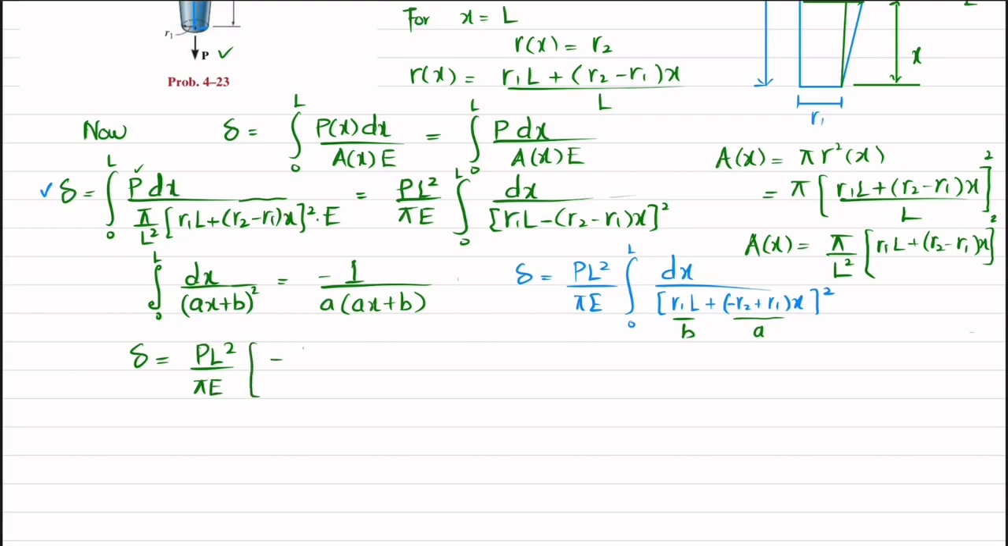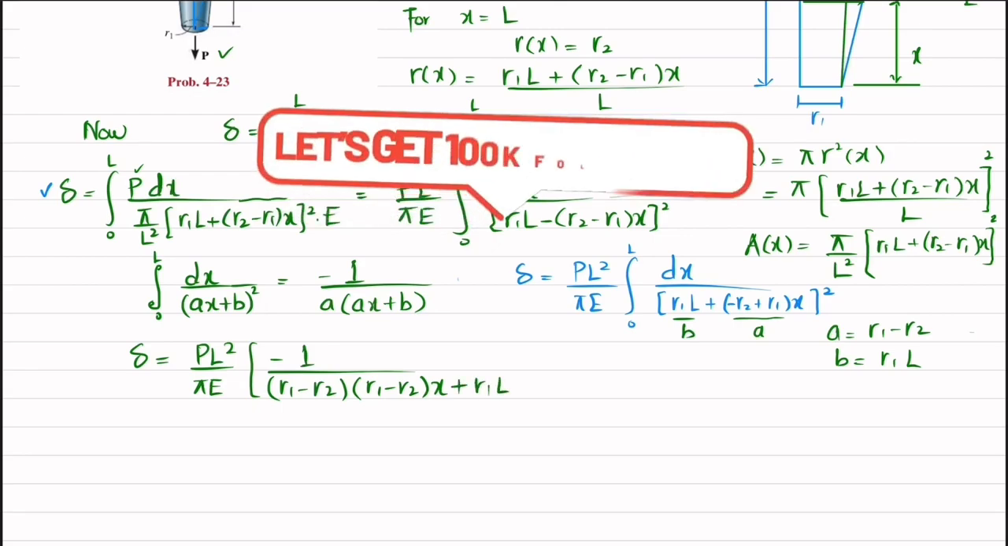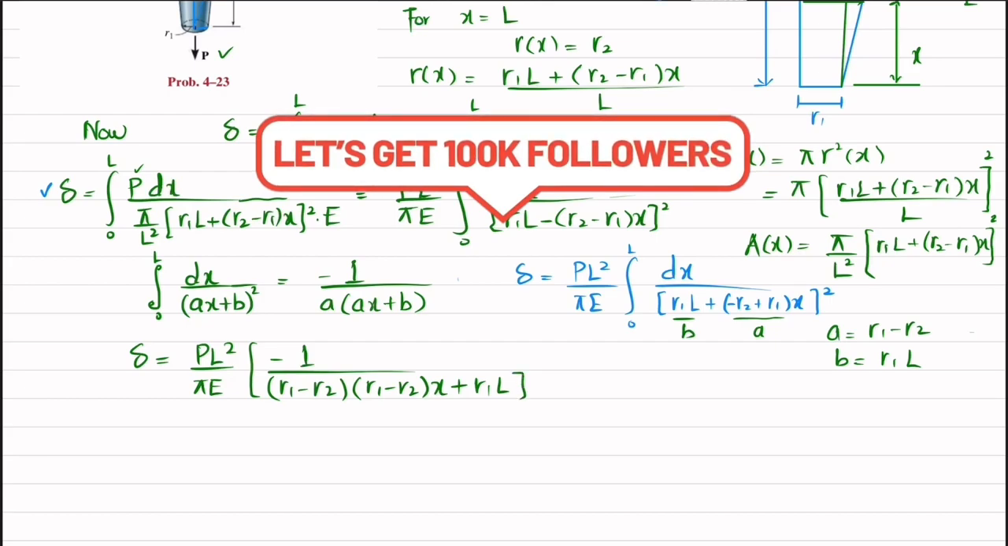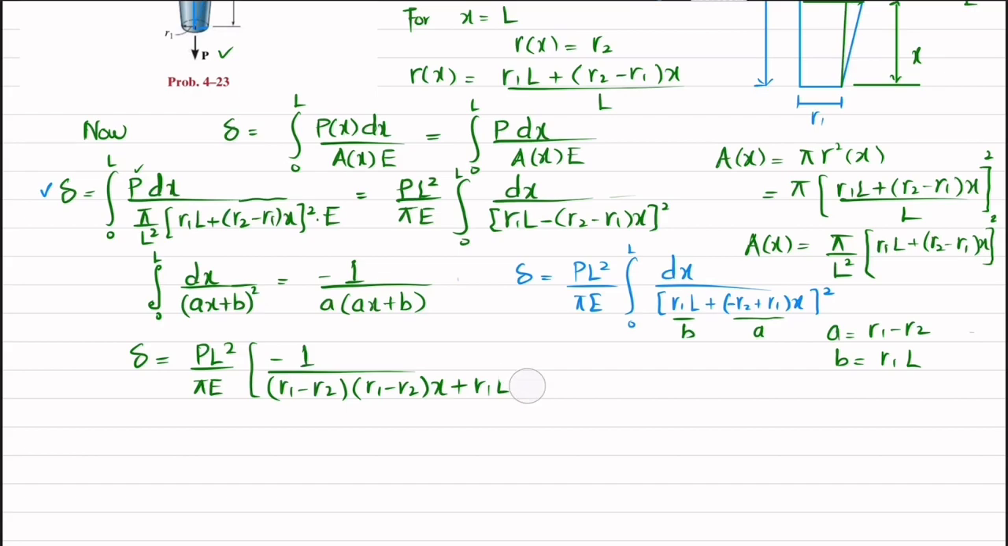and we will get minus 1 by A. Here you can see A is equal to R1 minus R2 and B is equal to R1 into L. So minus 1 over A into (AX plus B), which is (R1 minus R2) into X plus B. B is R1 into L. We will take limit from 0 to L, X going from 0 to L.